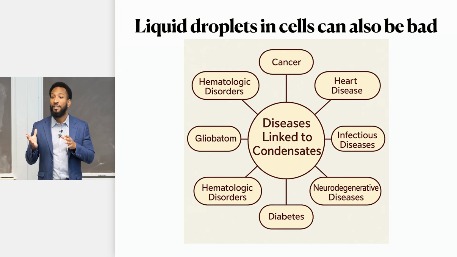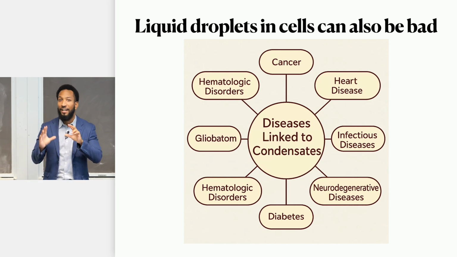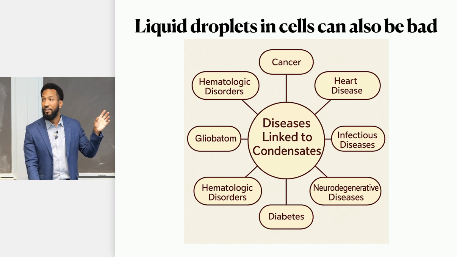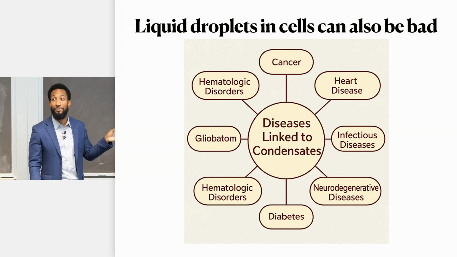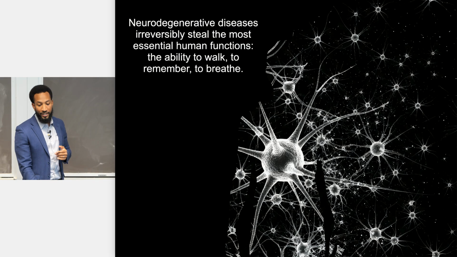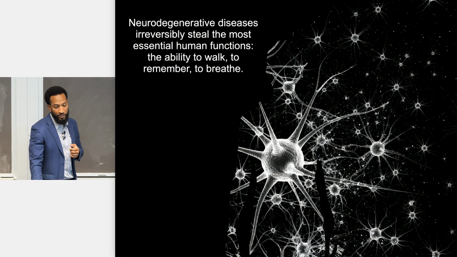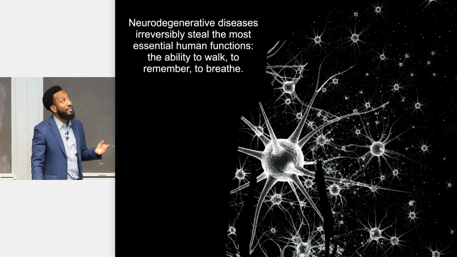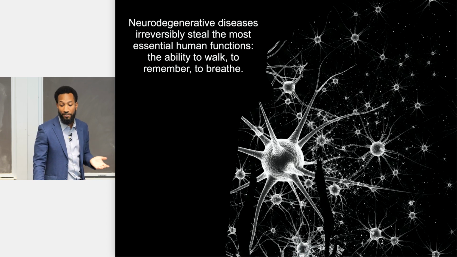In fact, there's some viruses that will use condensates or form liquid-like droplets in cells to evade our immune system. But today I want to just mention how neurodegenerative diseases are linked to these liquid-like droplets that should not be there. Okay, so I'm making a transition from good droplets to bad ones. So one is related to neurodegenerative diseases. We know, of course, that they can irreversibly steal the most essential human functions, such as the ability to walk, to remember, to breathe. It's sad, right?